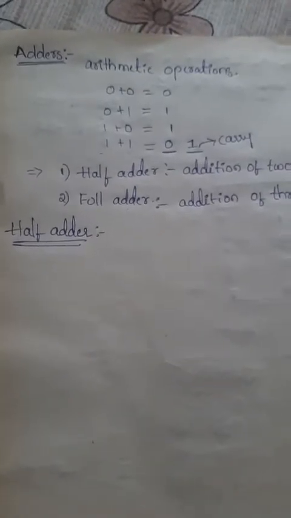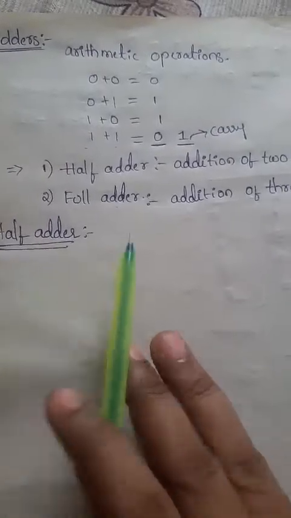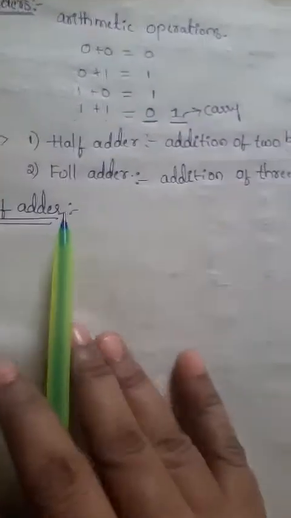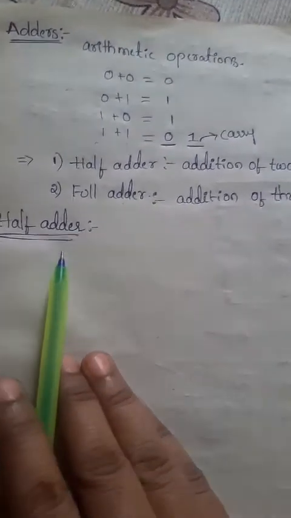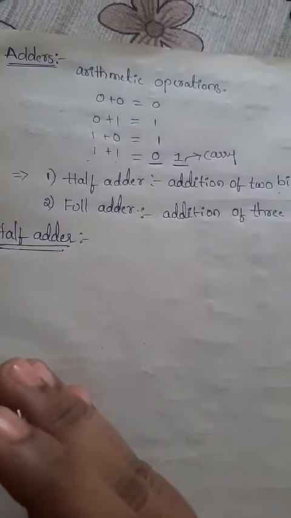So first of all, half adder. A half adder is nothing but a combinational circuit that performs adding 2 bits. As the name indicates, this half adder is a combinational circuit designed to add 2 single bits, that is, 2 single bit numbers.